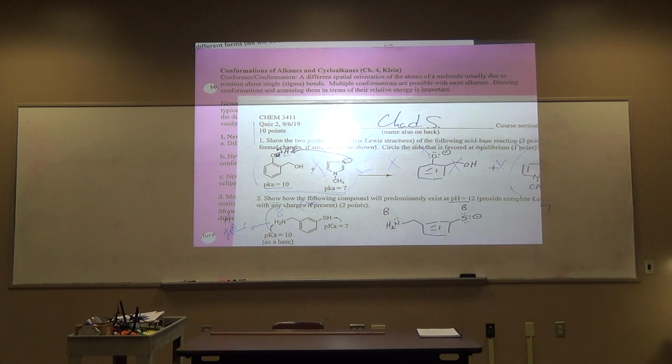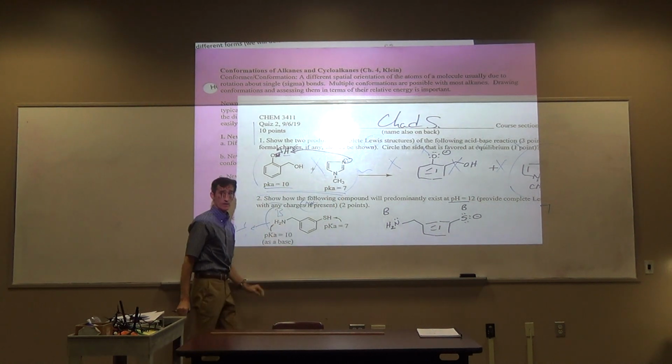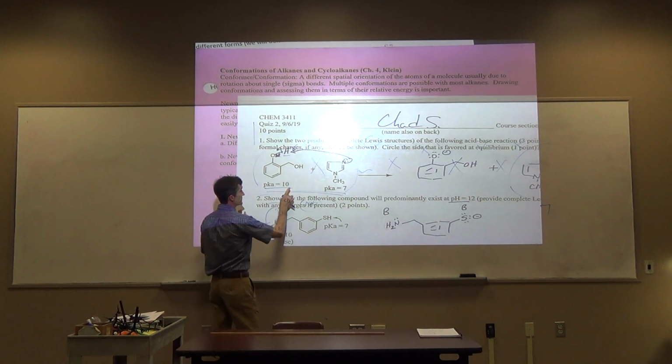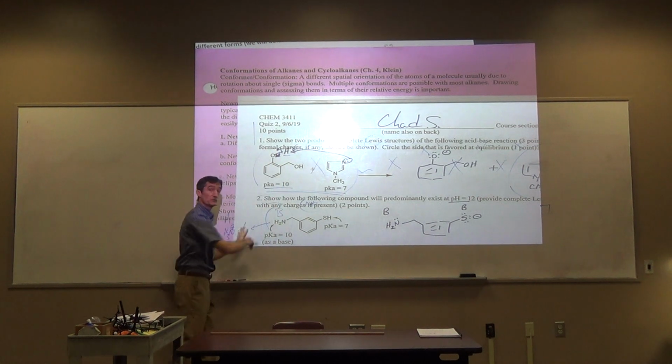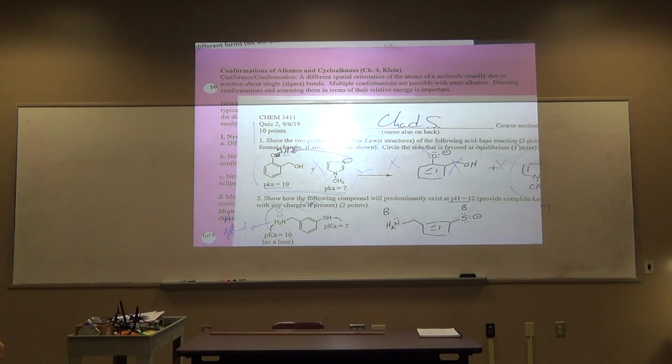Is there any other acid-base reaction that would be more likely than the one we showed? Do you want to use a different base? No, we used the strongest base on the board. Do you want to go for a different H? No, we found the most acidic H on the board, and we reacted those. But guess what? The equilibrium is not favorable here.